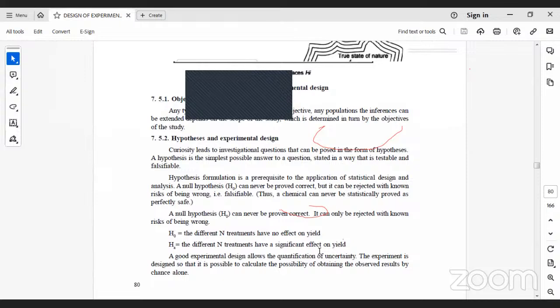H0: the difference of n treatments has no effect on yield. What is the meaning of yield? H1: the difference of n treatments has a significant effect on yield. That is the alternate hypothesis, versus the null hypothesis.